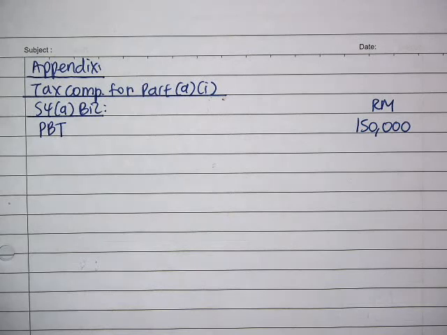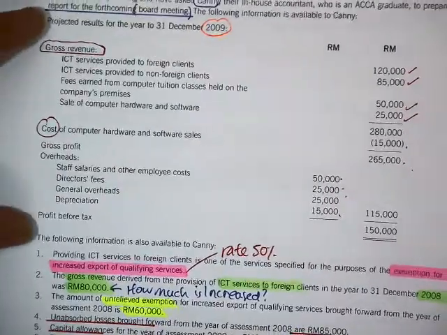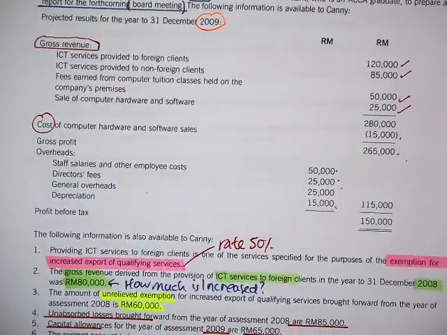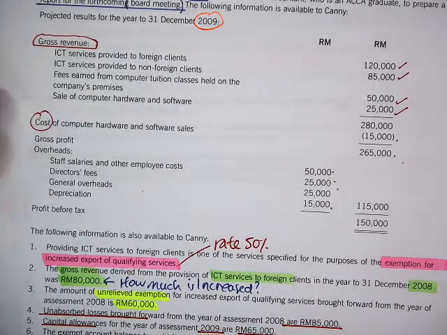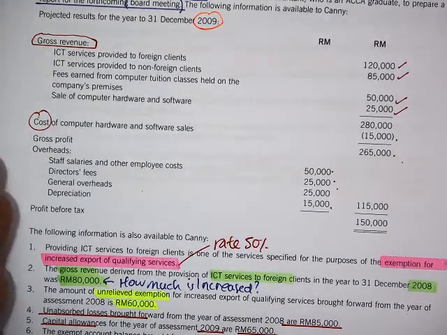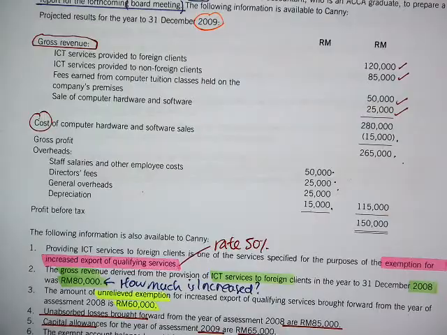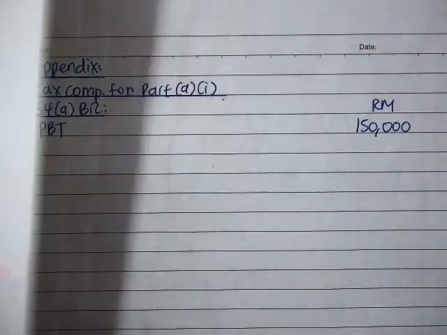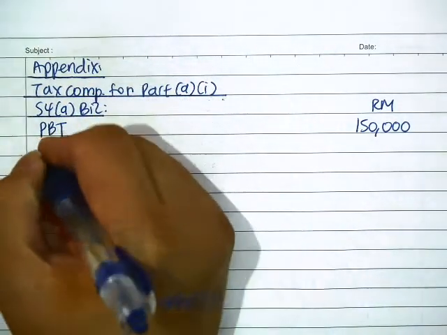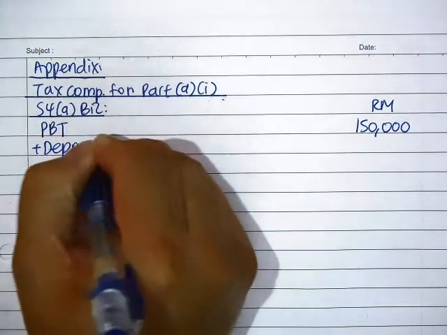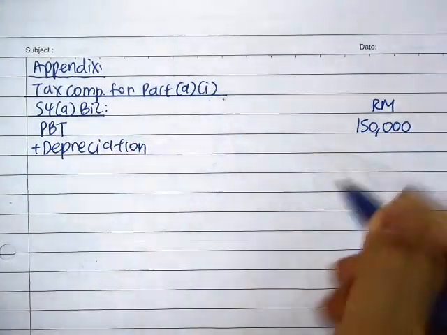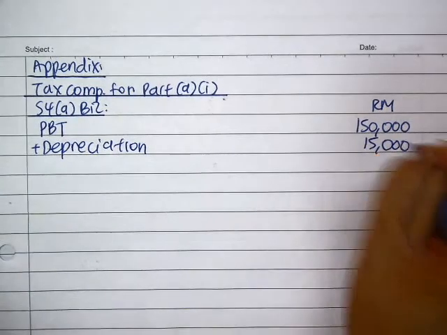So if profit before tax, then what do you do? Then you ask yourself, what is in the P&L that you need to adjust back. For example, if you got investment income, you take it out. Non-deductible expense, you add it back. Double deduction, you minus again. It's a corporate tax computation, can you see not? So in this case, we're going to add back just the depreciation, 15,000.